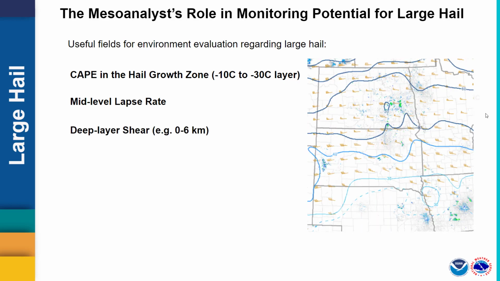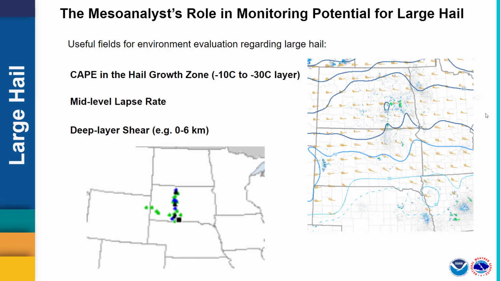We also want deep layer shear, which we also see here across the Dakotas as being favorable. You also look for lifting mechanisms to support convective initiation, of course. In this particular case example, that was focused over the central and western parts of South Dakota, where we had severe storms develop that produced very large hail, along with damaging winds.